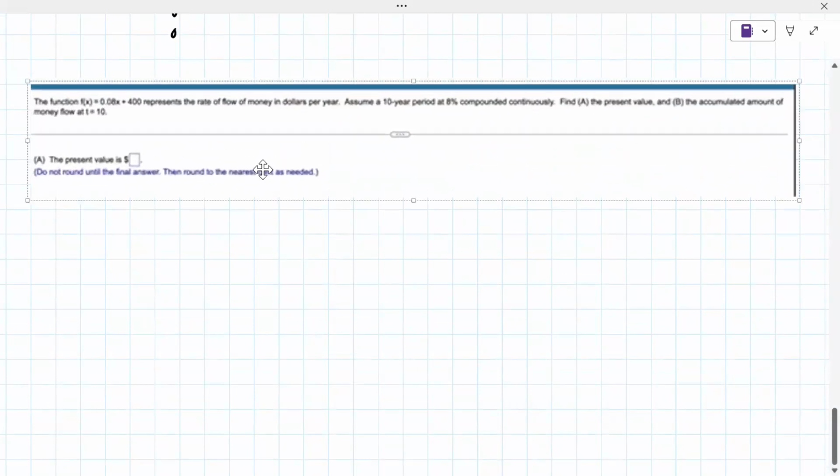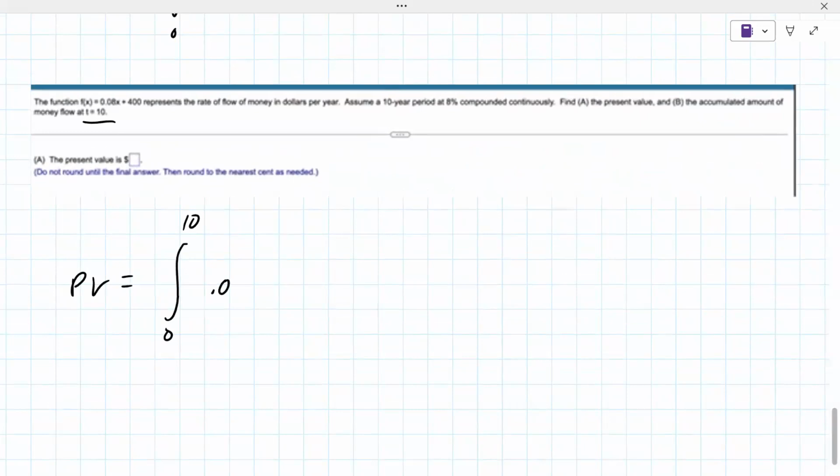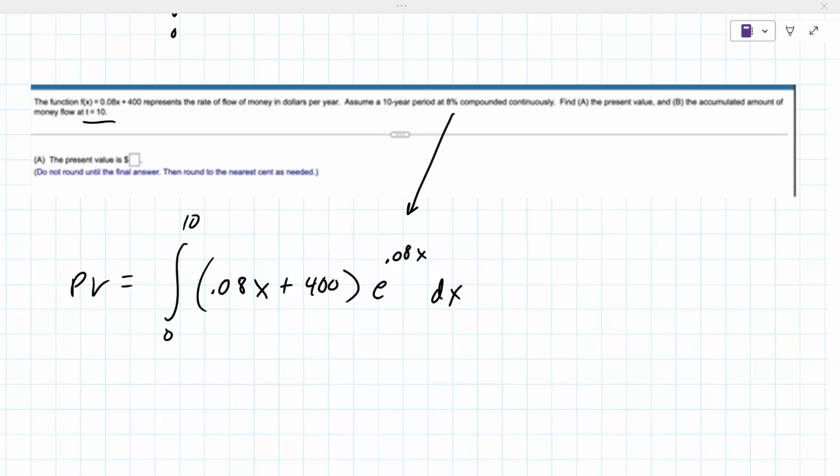All right, so next one here, really similar. Present value, you're going for 10 years this time, 10 years. 0.08, yeah, 0.08x plus 400 e to the 0.08x because of that right there, dx. And 0.08x plus 400 and minus. All right, let's see if that works. So that's $2,755.75. Give that a try, please.